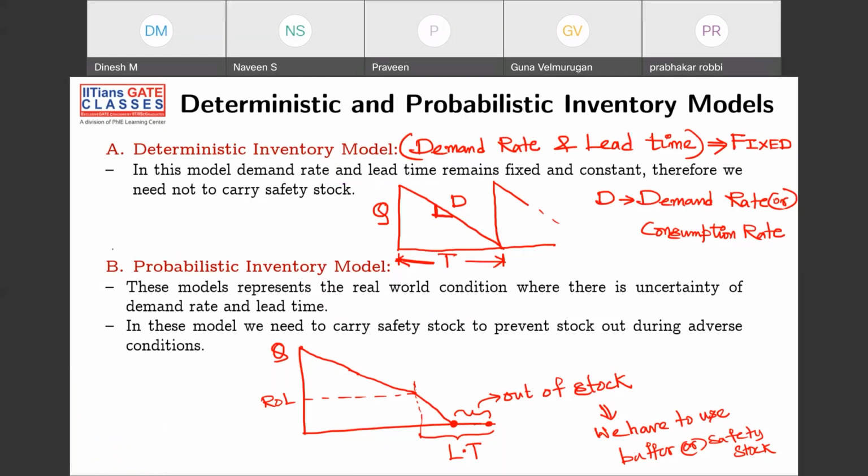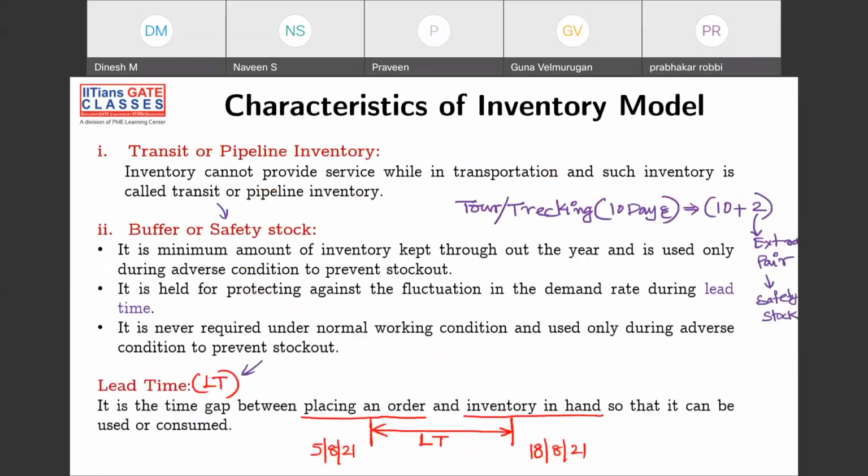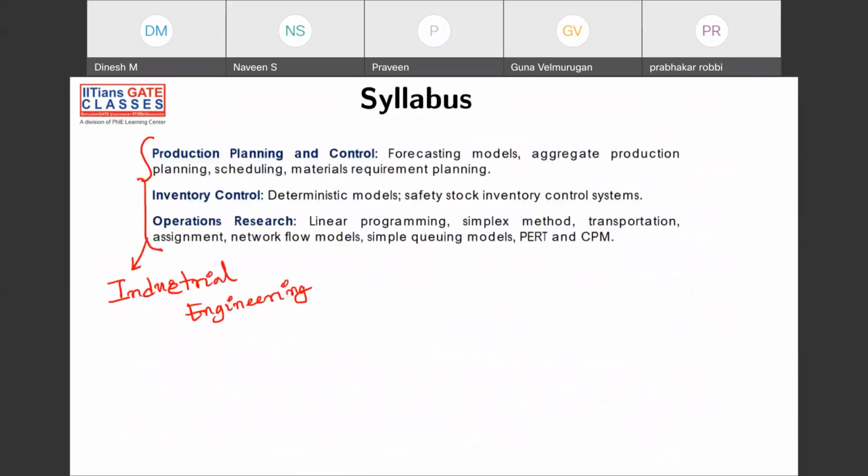And I also told you that in your syllabus, they didn't mention probabilistic, they mentioned safety stock models. That is the reason why they have mentioned probabilistic as safety stock, because you have to carry safety stock. If you go back and see the syllabus, that is what has been mentioned: safety stock models. Why? Because you have to carry safety stock in probabilistic situations, uncertain situations, right?